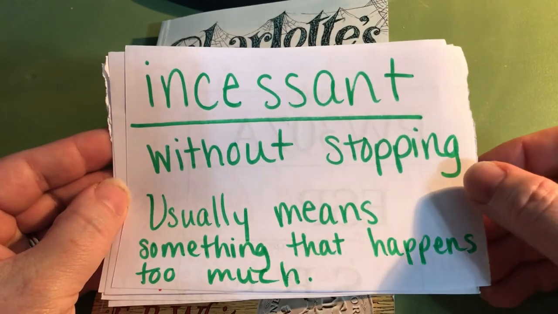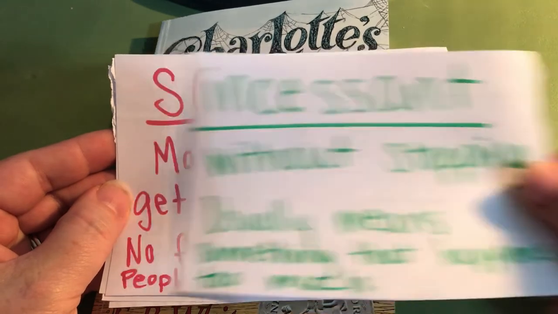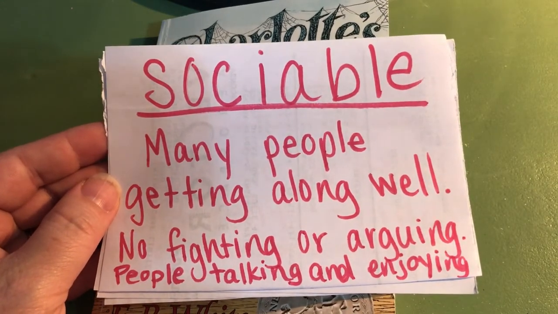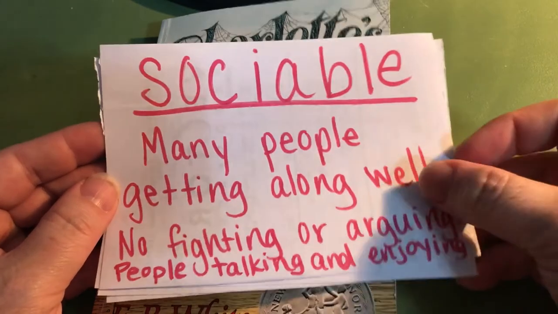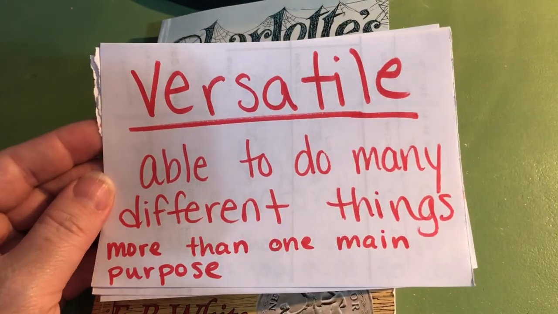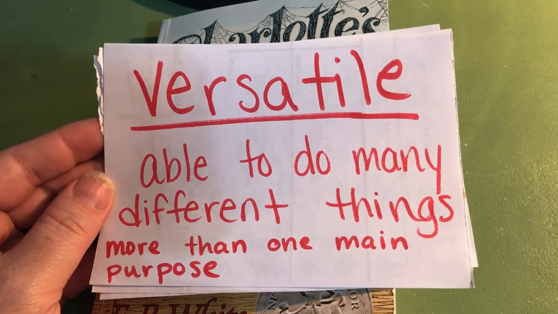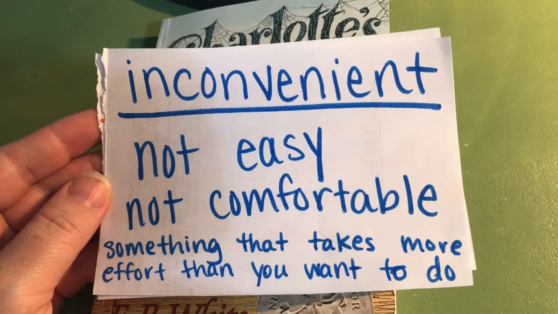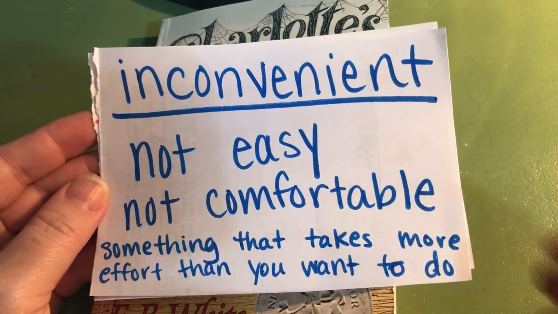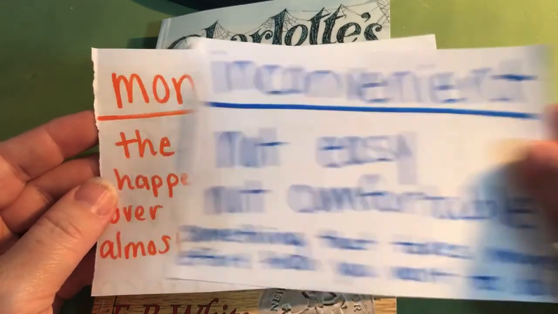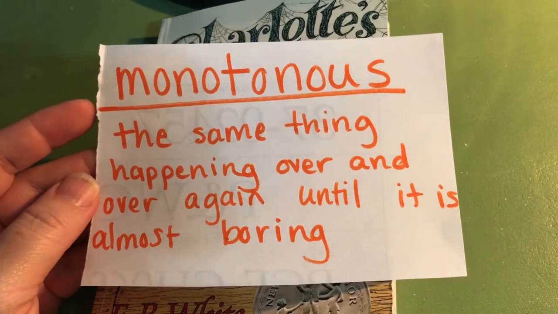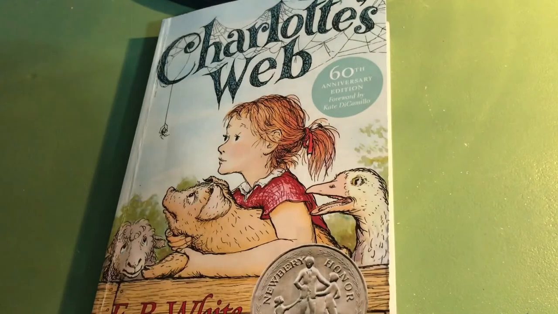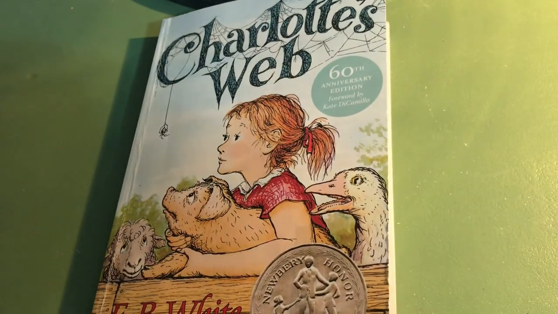Incessant: without stopping, usually means something that happens too much. Sociable: many people getting along well, no fighting or arguing, people talking and enjoying each other. Versatile: able to do many different things, more than one main purpose. Inconvenient: not easy, not comfortable, something that takes more effort than you want to do. Monotonous: the same thing happening over and over again until it's almost boring. That was Charlotte's Web, chapters 14 and 15.